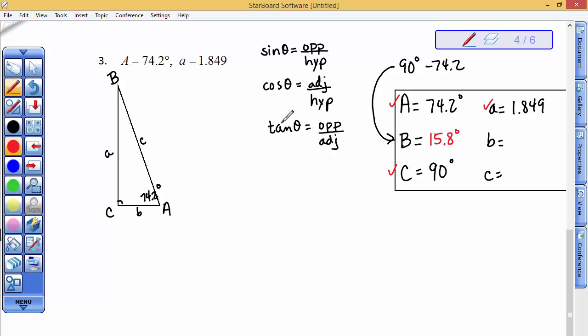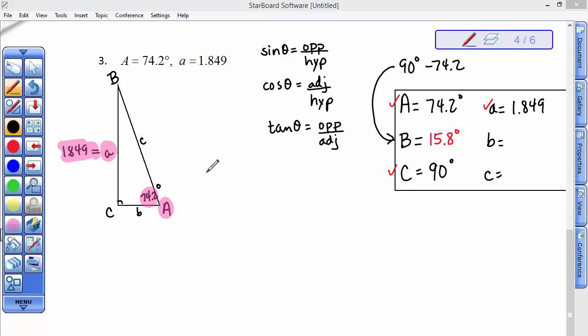Now, which trig functions do I use to find side B and side C? Do I use sine, cosine, or tangent? I only need to find two things, so I only need to use two of these to find those values. Remember, highlight what you were given. Side A is equal to 1.849. It's kind of important to me to keep track of what I was given in the form of my picture.